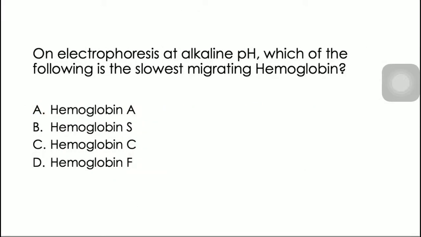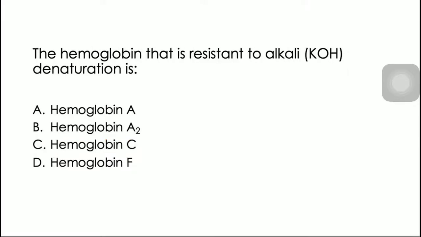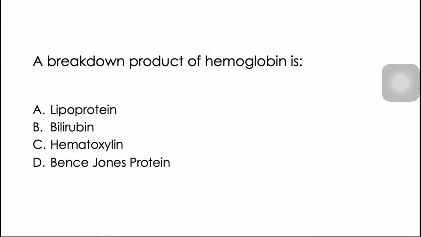Ano po sagot dito? We have letter C, hemoglobin C. Okay, again, ito naman po, the hemoglobin that is resistant to alkali denaturation. Alam niyo po yan, we have your fetal hemoglobin, we have letter D, hemoglobin F, resistant to alkali denaturation.